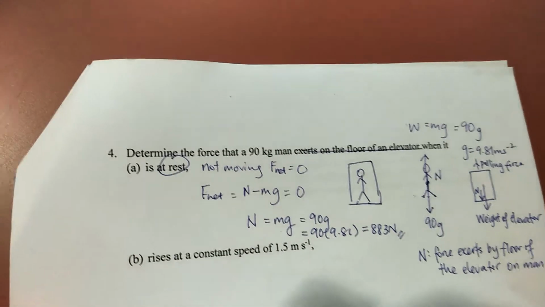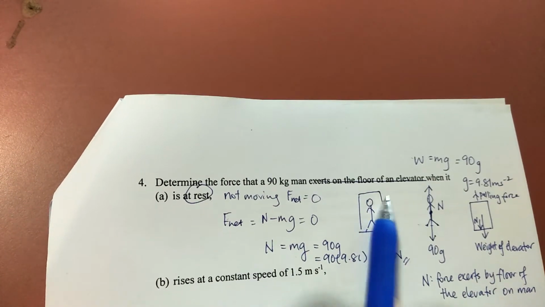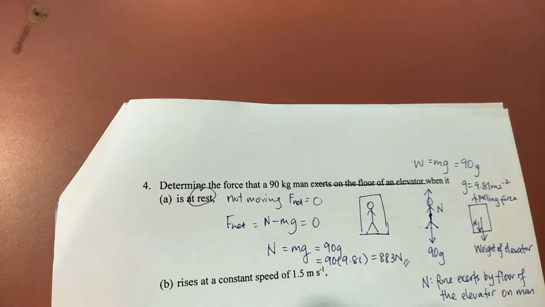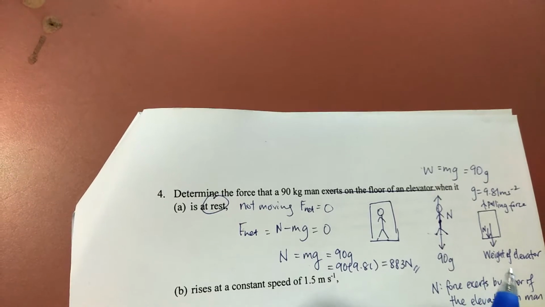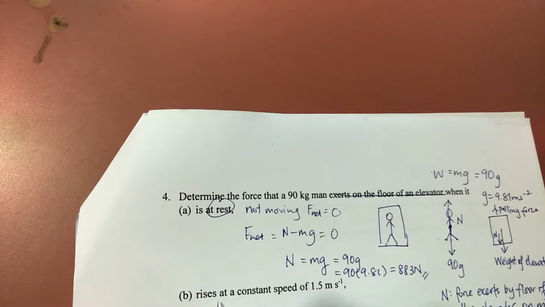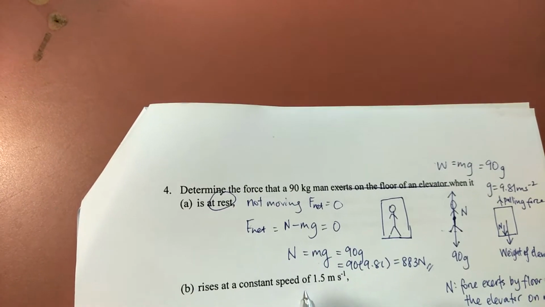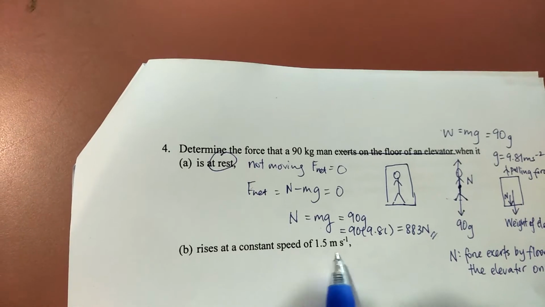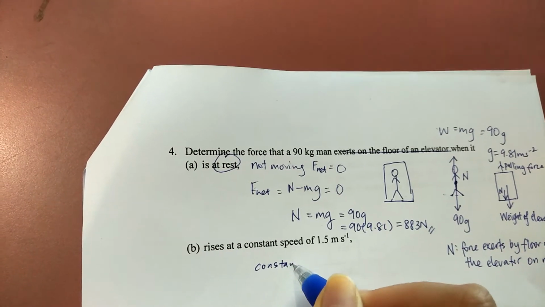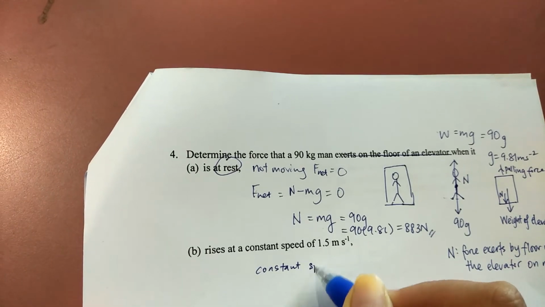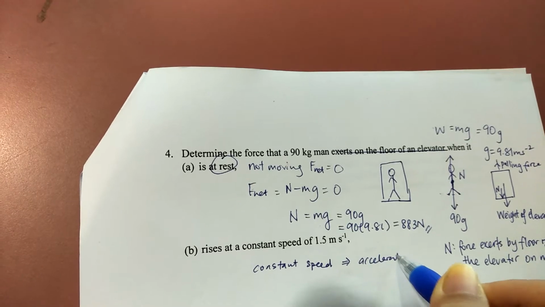Let's move on to part B. Again, you're finding N, which is the force on the floor of an elevator that the man exerts. By Newton's third law, we know that this force is the same as the force that the floor exerts on the man, so it's finding N. When it's moving at a constant speed of 1.5 meters per second, when the speed is constant, this implies that the acceleration is 0.